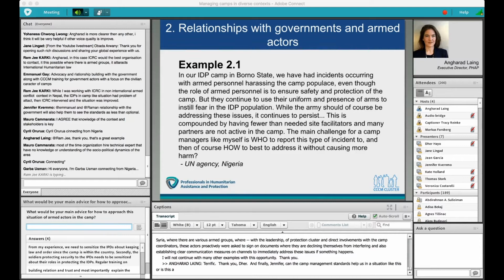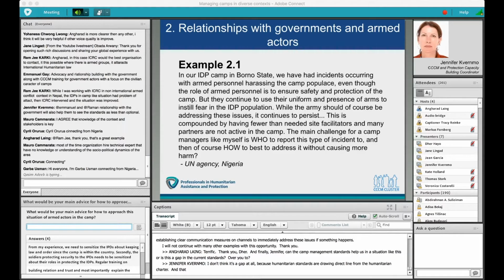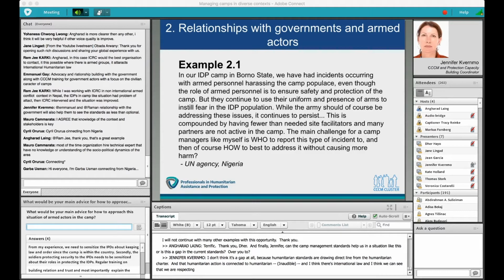I don't think it's a gap at all, because the humanitarian standards draw a direct line from the humanitarian charter, and humanitarian action is connected to international humanitarian law. I think we can see that we're respecting rights, and we're standing on protection principles, and that all these things work together.